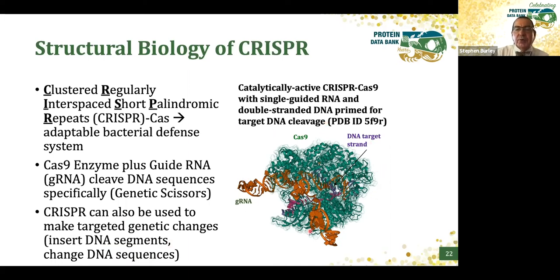The structural biology of CRISPR is very, very well understood because of the work of Jennifer Doudna and others. Jennifer was one of the co-recipients of the Nobel Prize. And the system is a combination of protein, RNA, and DNA, and it's the guide RNA that provides the selectivity in terms of the interactions with particular parts of the genome.